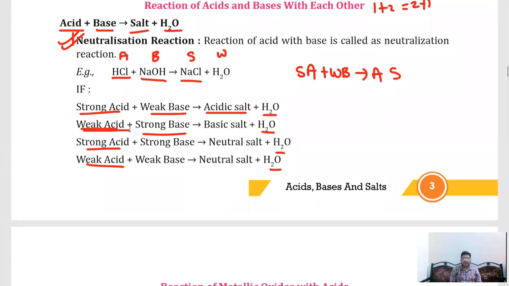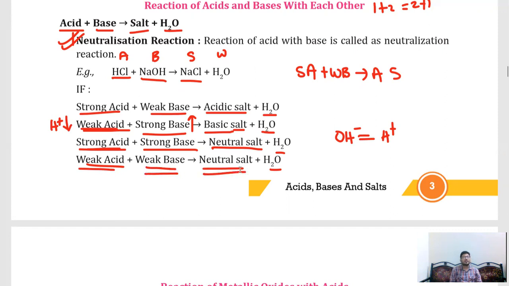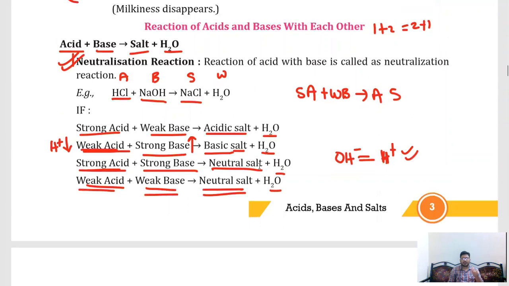Next, weak acid. Weak acid means H plus ion concentration is less, and strong base means OH minus ion concentration is high, so the salt produced will be basic in nature. Next, strong acid plus strong base, both are strong, but don't say it is a strong salt, it is a neutral salt, because OH minus and H plus ion concentrations will be the same. Next, weak acid and weak base gives a neutral salt, because both concentrations are the same as usual. Like that we have 3 types of salts: acidic salt, basic salt and neutral salt.